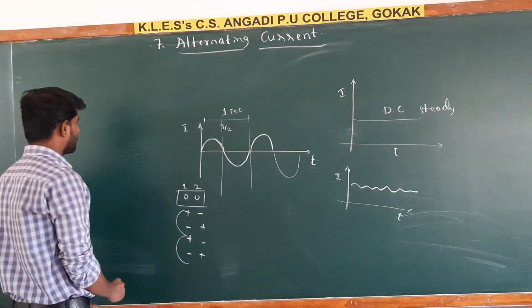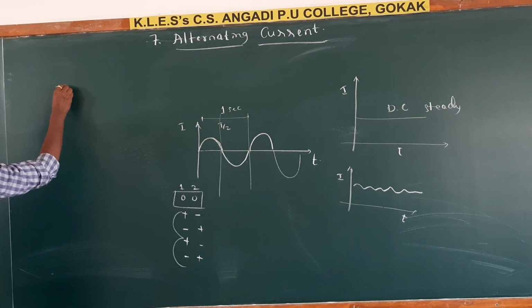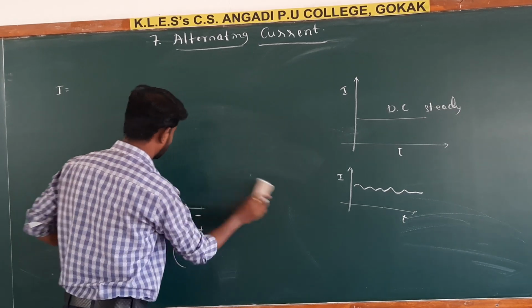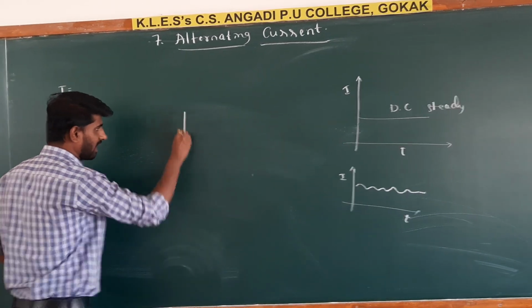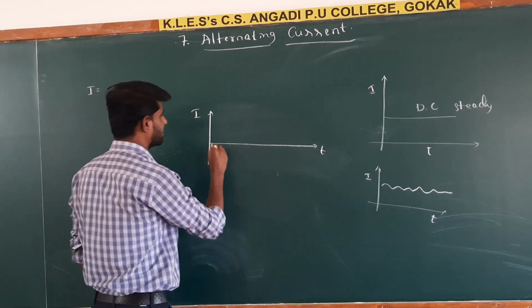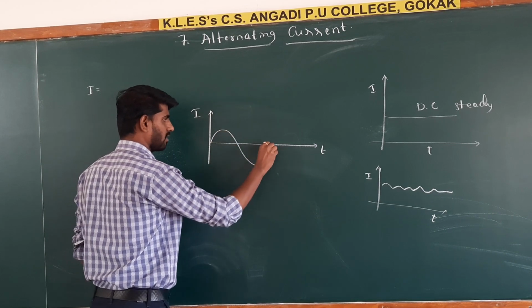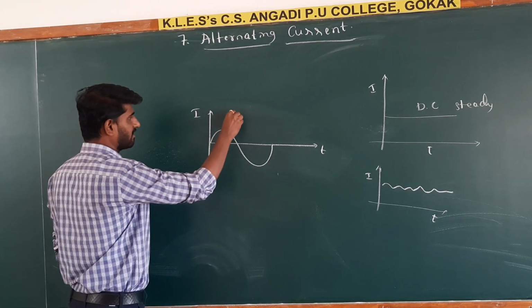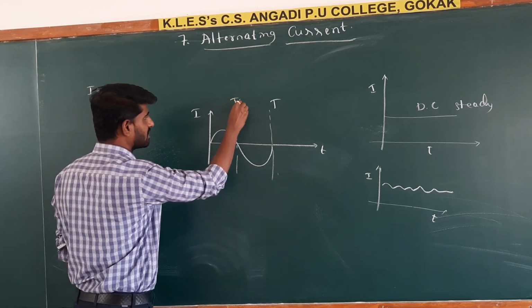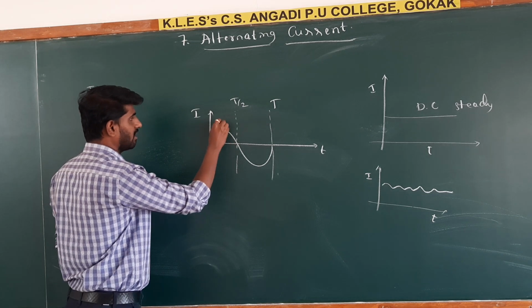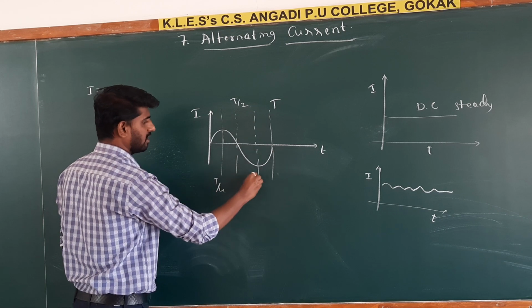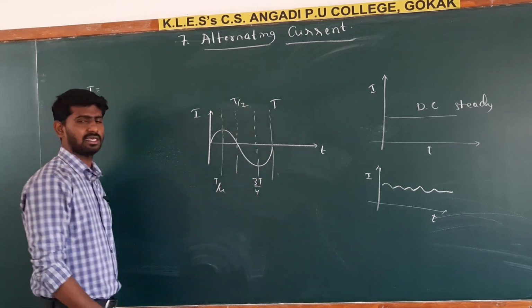Okay, how to define the alternating current? First we should know the equation for alternating current. Practically it is found that the graph of current versus time is like this. If I take it in terms of time period, the total time is called capital T, half of this is T by 2, and a quarter of this is T by 4. This is T by 4, and this is 3T by 4, three-fourths of the time.